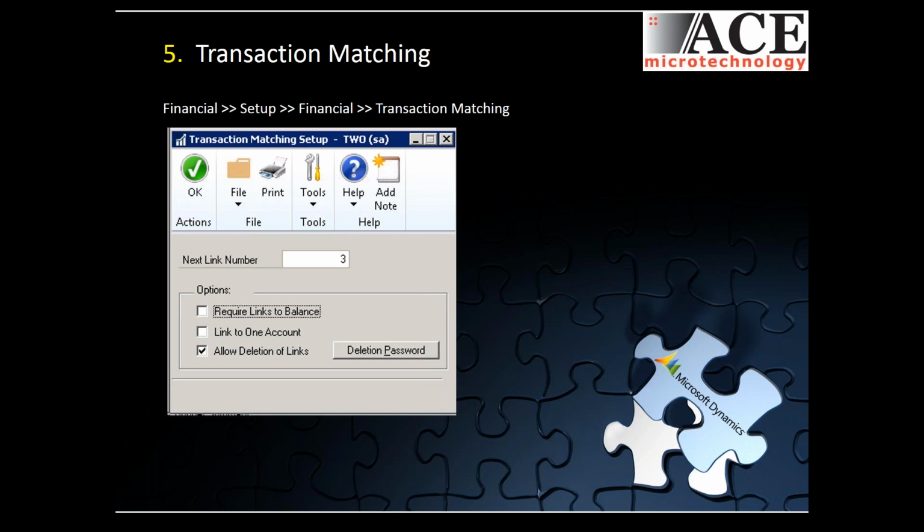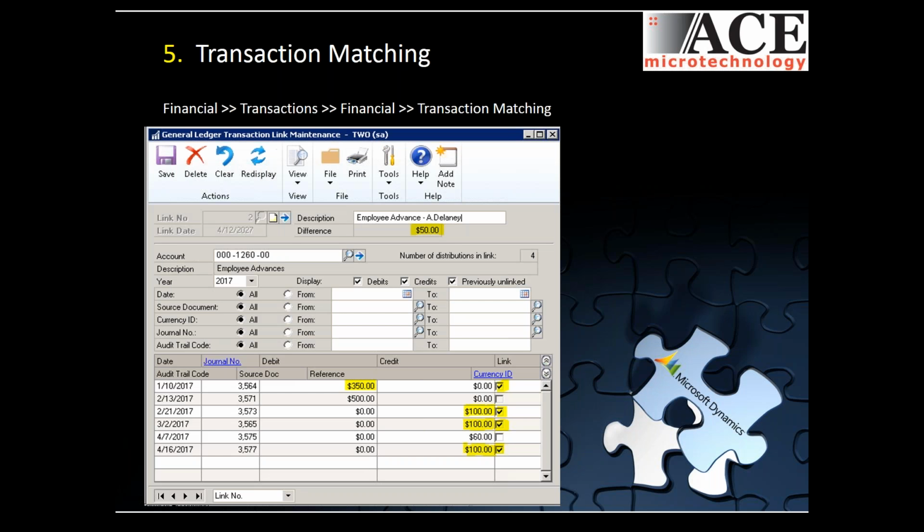With transaction matching, I actually have the ability to create a named link, transaction matching link, and mark those transactions associated, in this case, to that employee, so that I know, based on what's been marked, exactly what she has remaining. So she received a $350 advance and has been paying it back in $100 increments over the course of a few months. She only has $50 left, and we see that based on this link.